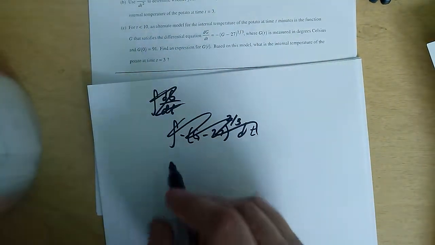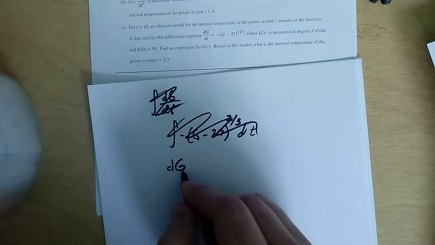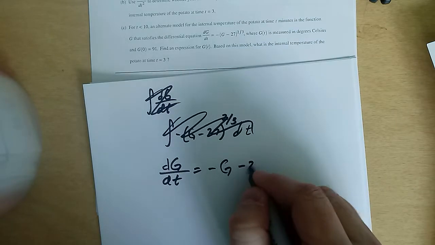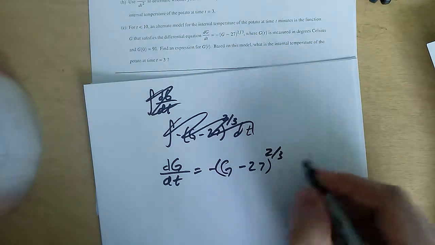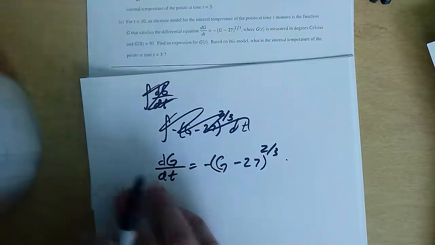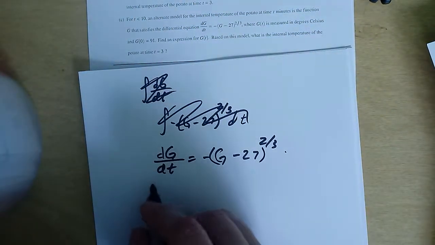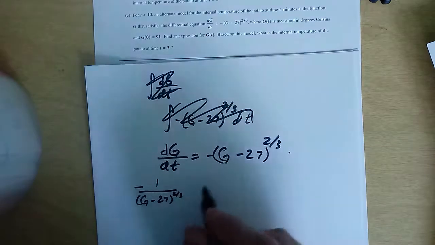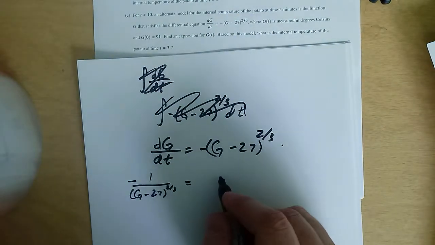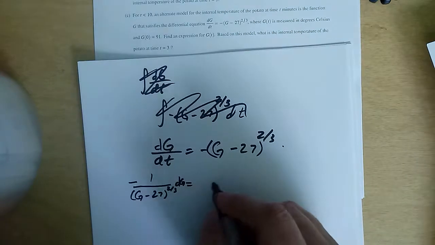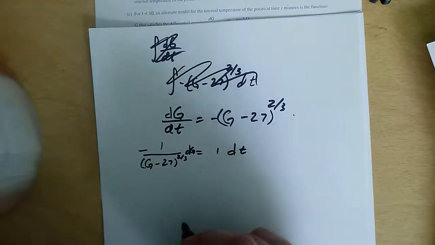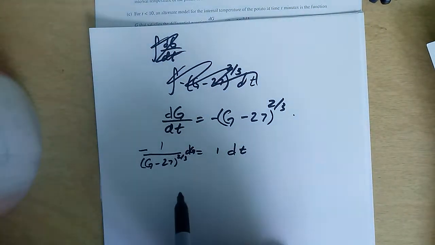So this is a differential equation, right? I'm overthinking this, underthinking this. If we start with this equation, I now need to bring the g's over to the g side, the t to the t side. So this is going to wind up saying negative 1 over (g minus 27) to the 2/3 dg is equal to 1 dt. Okay, so we're going to have to integrate this mess.